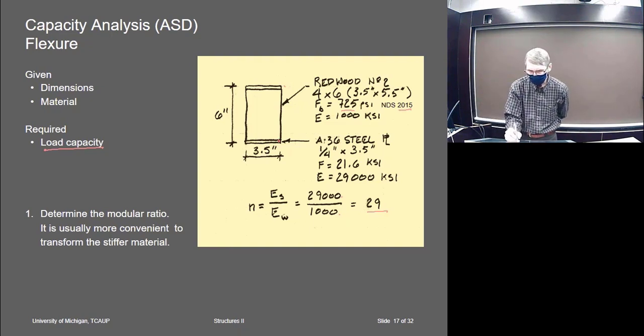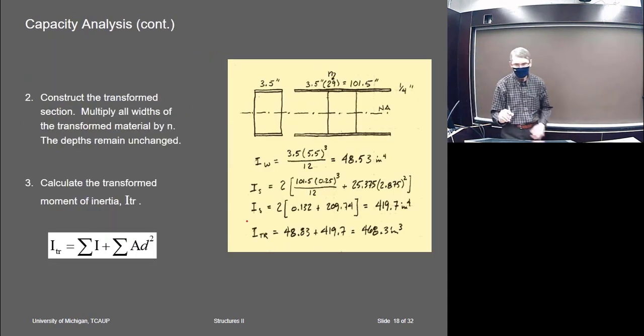Okay, so we're going to scale this, and now remember the flexure looks that way, right? This is the XX, so I can't change the depth. I just have to make it wider. So this is where it's a little different than that other example. You end up with something like this. I'm making it wider by that scale of 29. It was 3.5 times 29. Now it's 101.5 wide.